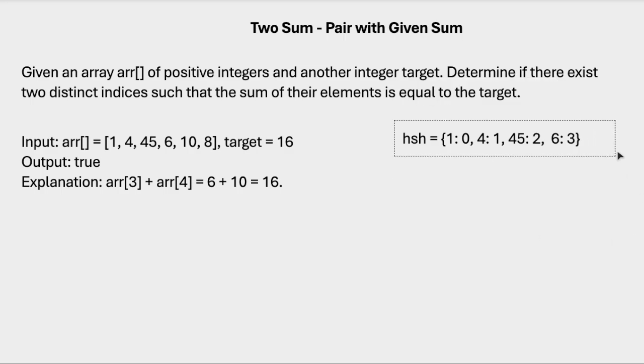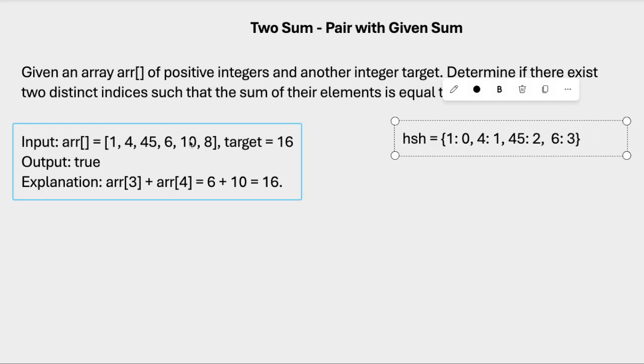Now I will just move on to the next element, which is 10. And now I will do target minus 10, which will be 6, right? And now I will check if 6 is present in the hash map or not. And in fact, it is present in the hash map now. So that means I have actually found two numbers which will sum up to this target, right? And now I can return true over here and I can break out of the loop. I can simply return true over here, right? So that's the algorithm that I'm going to follow.